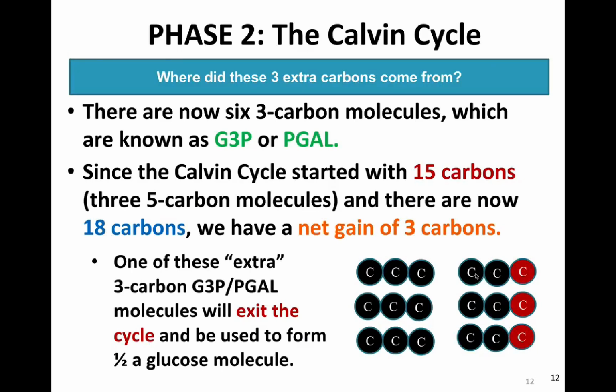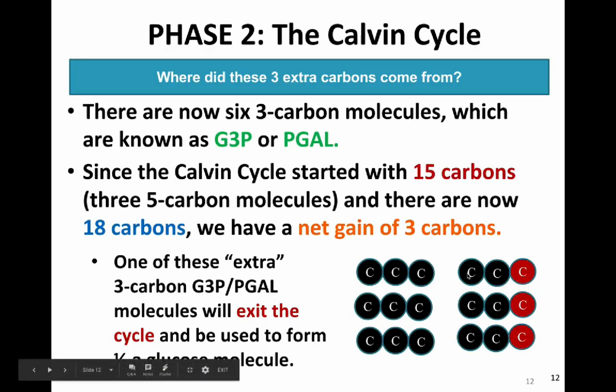And if one of those exits, now let's count the number of carbons we have left. As a result, we have 3, 6, 9, 12, and then we have 15 in total. And just remember that at the beginning of the Calvin cycle, we had 15 carbons. So with this one leaving, we're left with the same starting material in terms of the number of carbons that we had. We're back to the beginning. And this whole cycle can go again.